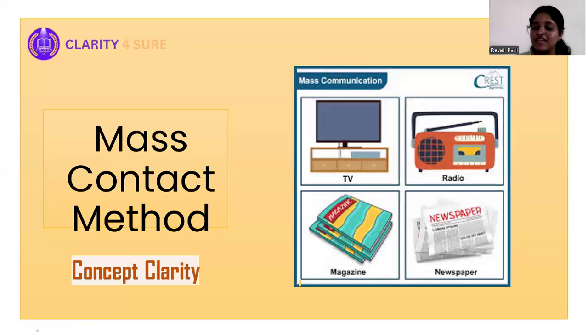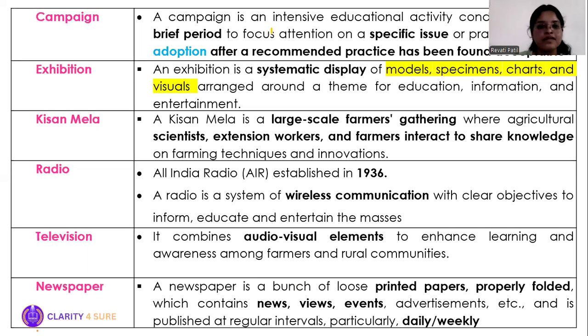So yes, we covered the individual contact method and group contact method, and this is the last one, the mass contact method. So let's see. First is a campaign. Campaign is an intensive educational activity conducted over a brief period, to focus attention on a specific issue or practice for mass adoption. It is only done after that practice has been found acceptable. For example, polio campaigns, different vaccination campaigns, or different government-run campaigns to promote and popularize schemes among the farmers. So yes, this is what a campaign is.